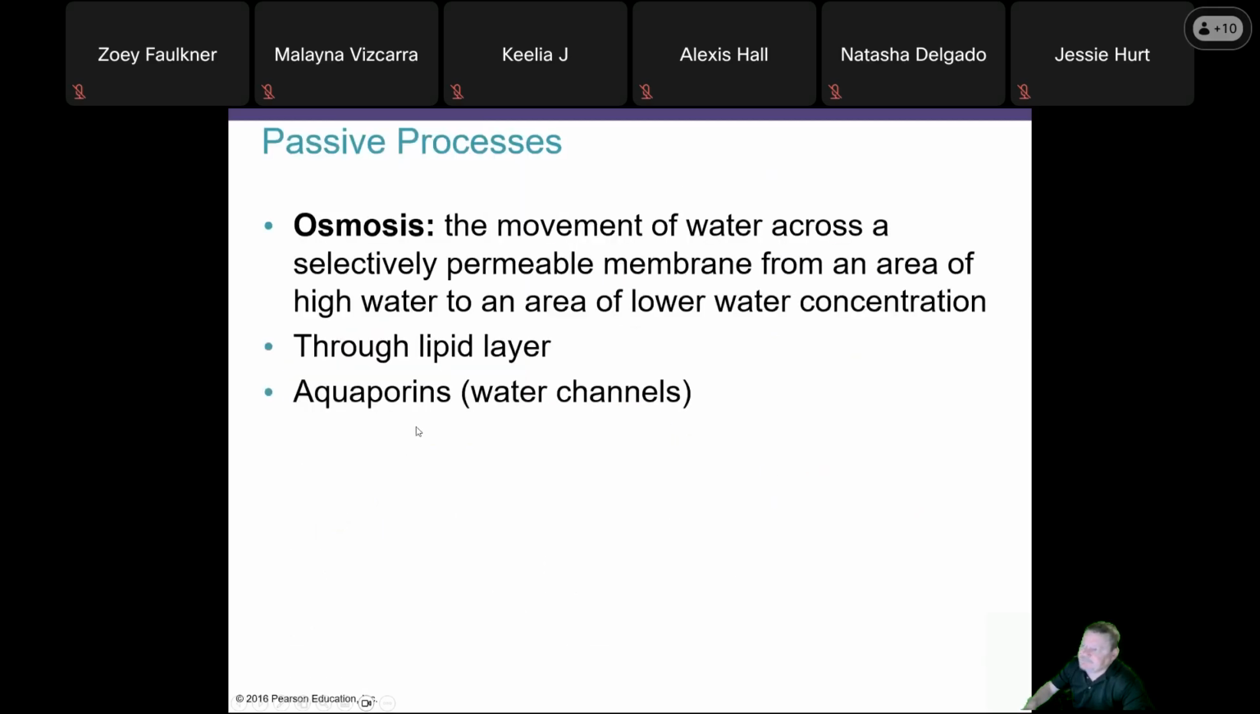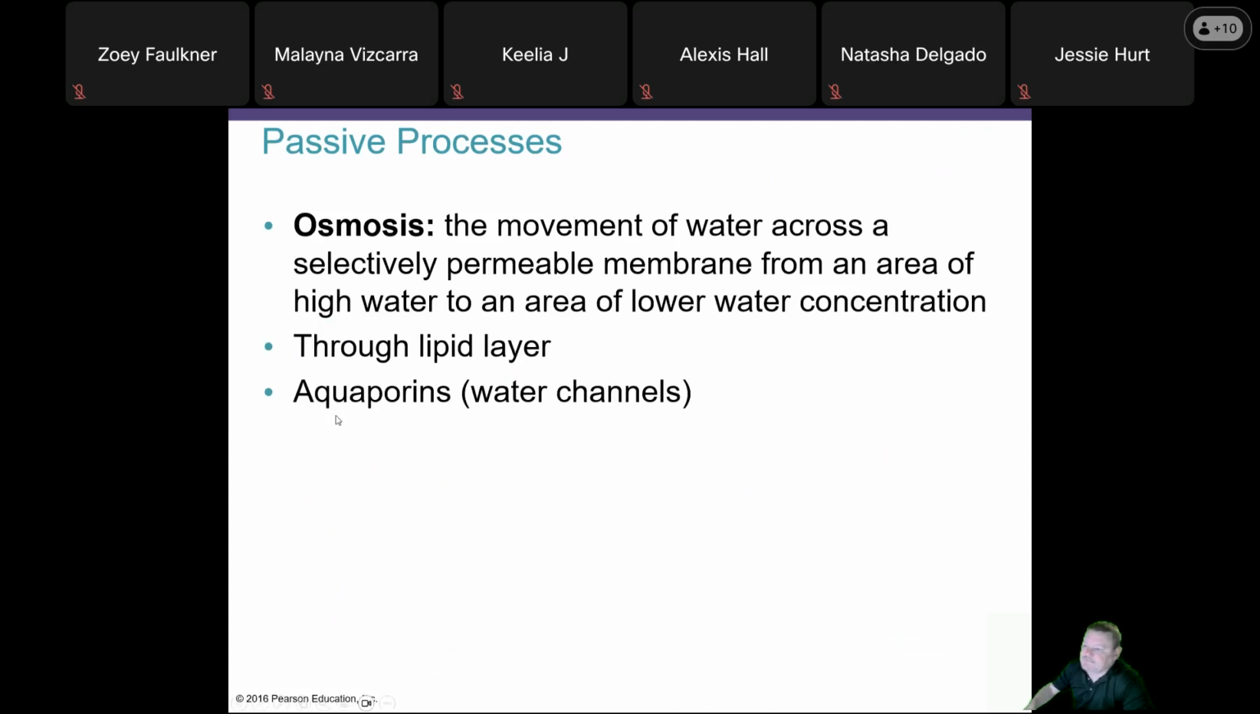Now, osmosis is simply the movement of water across a membrane. And again, water is going to move down its concentration gradient, just like anything else. So if there's more water on one side than the other, the water is going to move from the area of high concentration to an area of low concentration.